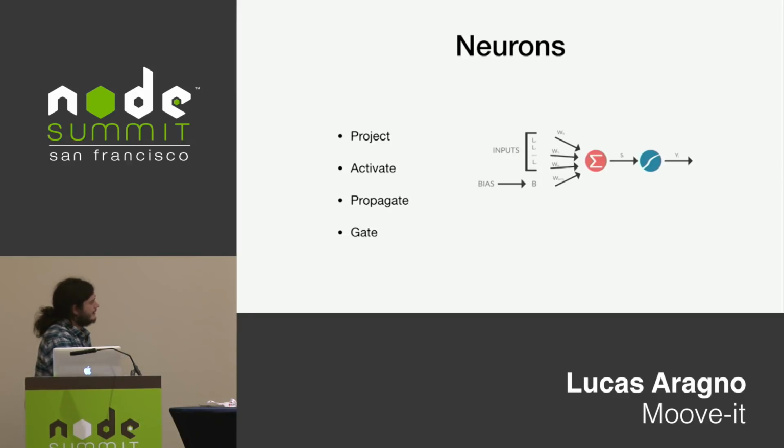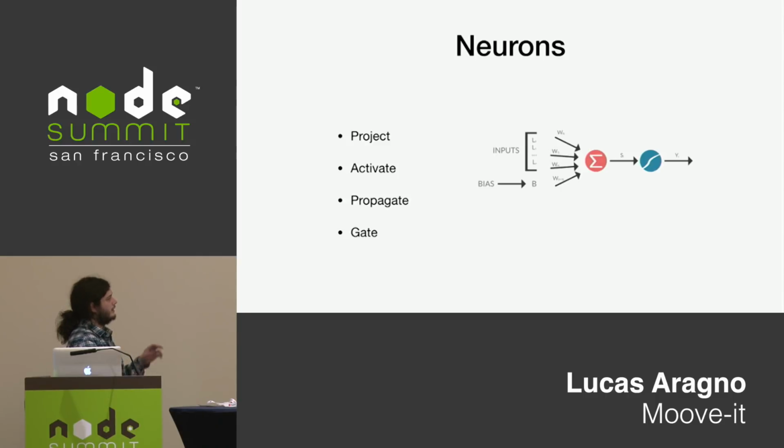So a neuron can perform 4 different operations. They can project, they can activate, they can propagate, and they can gate. Project is basically setting a synapse between 2 neurons. That's the red one projecting into the blue one. They can activate. That's when they grab all the inputs, add them together, and call the sigmoid function with that value. They can propagate, which is the actual training of the neuron.